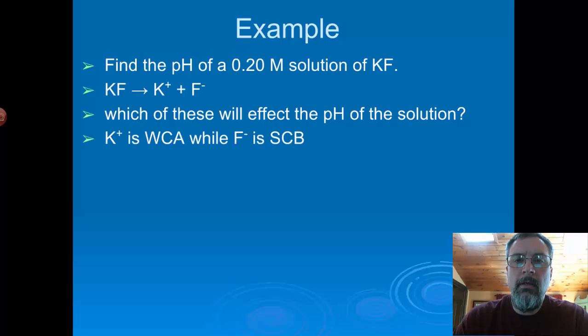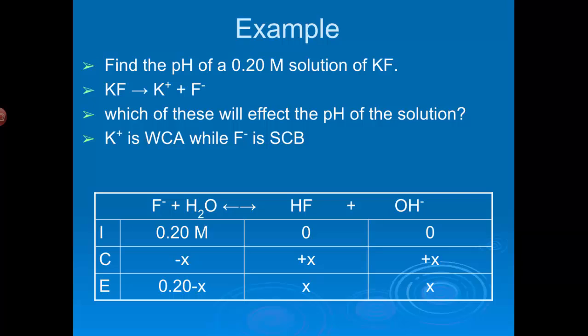Well, K plus is a weak conjugate acid. F minus is a strong conjugate base. We can ignore the K plus and really concentrate just on the F minus. Okay, F minus will react with water to produce HF and OH minus. Initial concentration is 0.20 molar, nothing for HF or OH minus initially. Concentration of the F minus will go down a little bit, HF and OH minus will go up by the same amount. We have our usual ICE table.